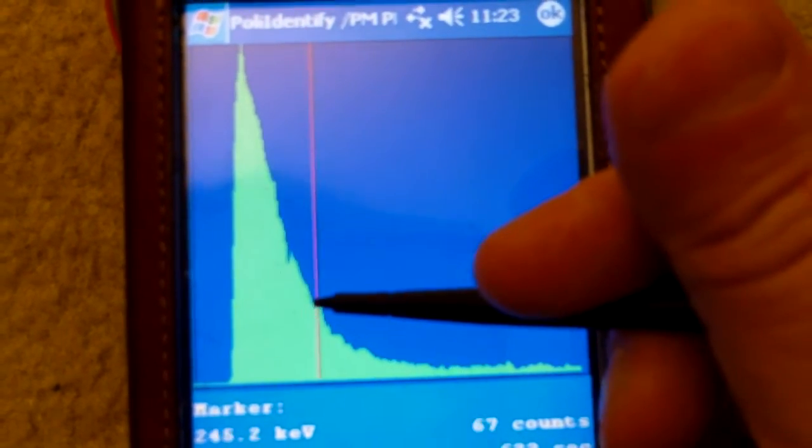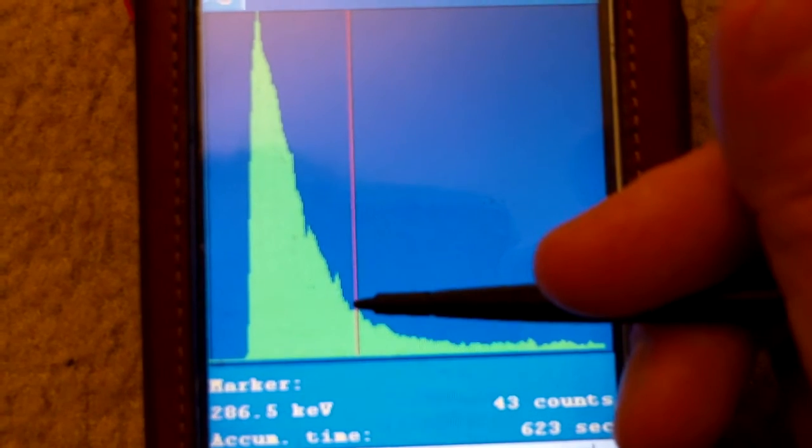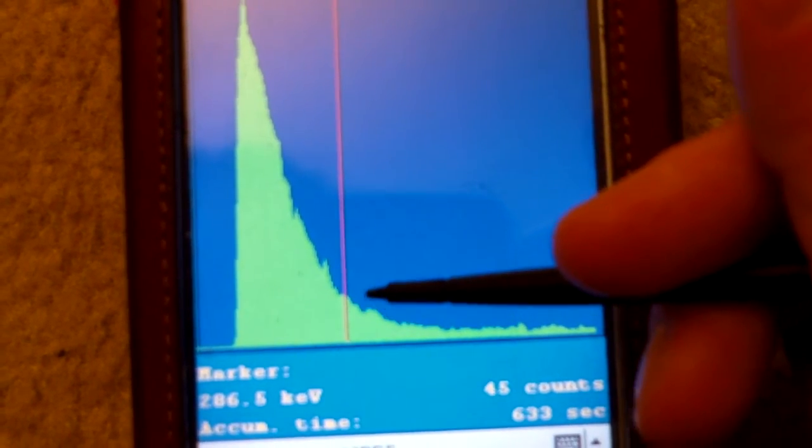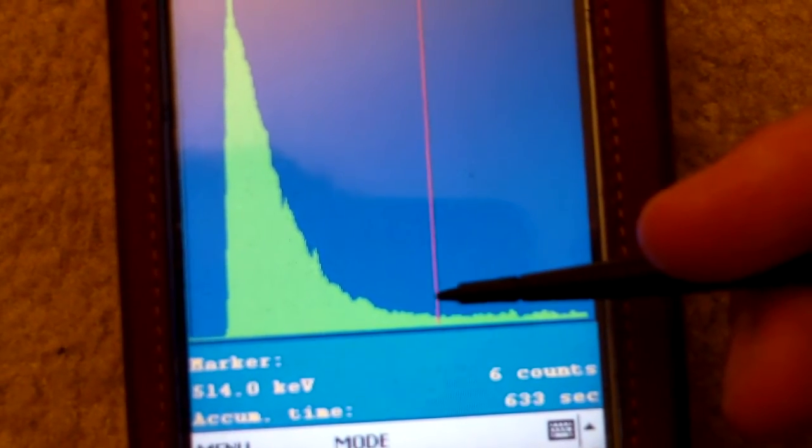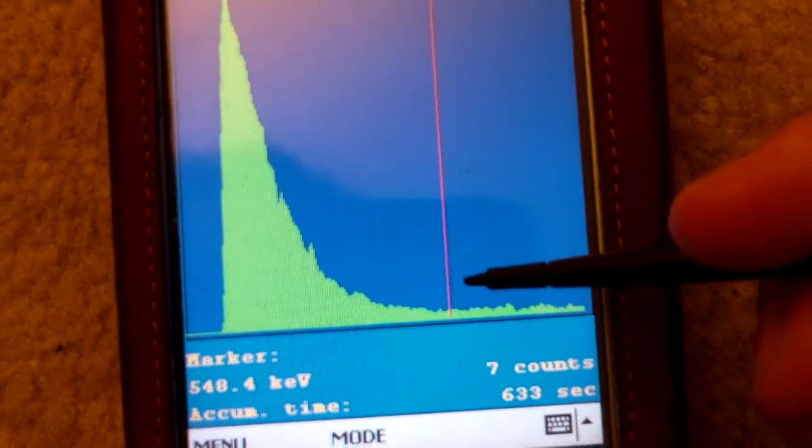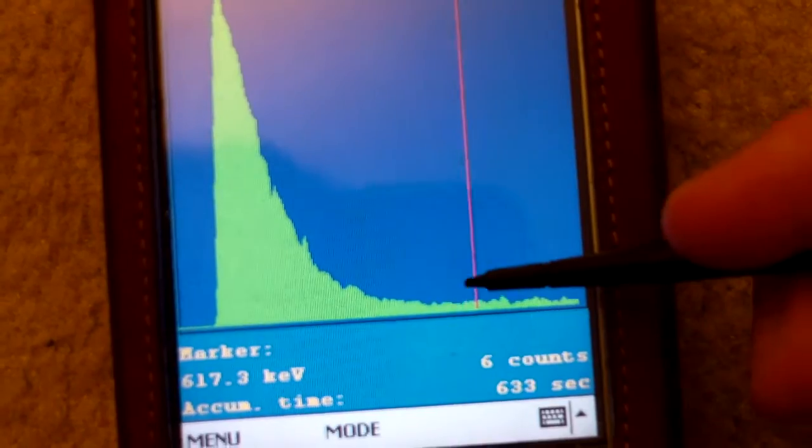I am getting some stuff over here from where uranium is usually found. Right there is a lead-214 peak, right around 238, somewhere right around that area. This one should be 295-ish, and it's close, 286. This should be around 340, 350, and it is. And there should be one eventually forming around 609, but I don't see it yet.